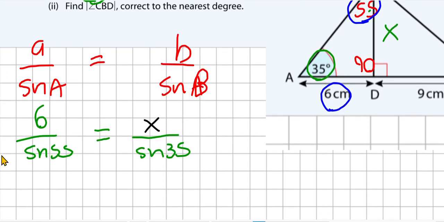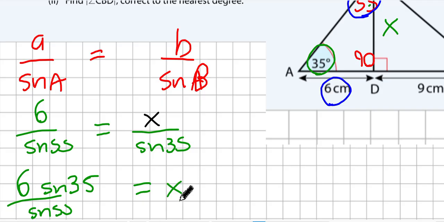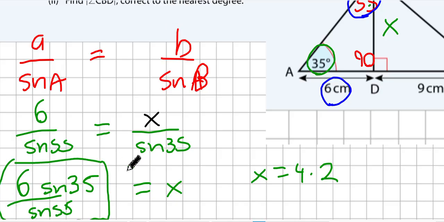X is not on its own, and to get it on its own, who has to leave? Sine 35 has to leave, doesn't it? And then, what is 6 sine 35 over sine 55? Yeah, there you go. I used my calculator. I put it all into the calculator and it gave me 4.2.